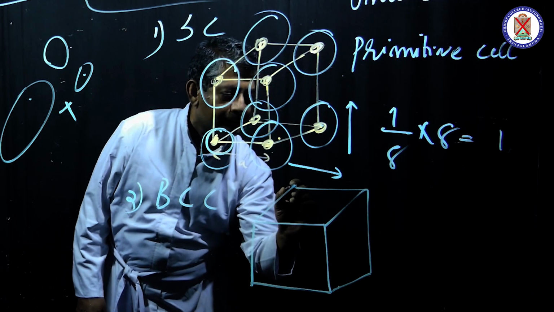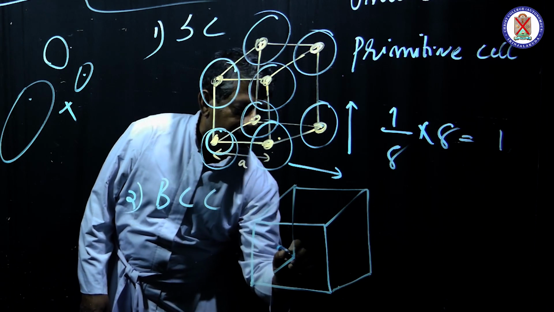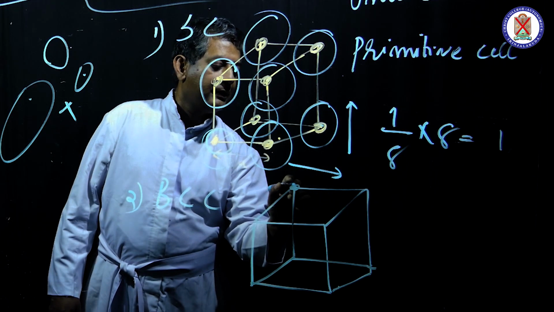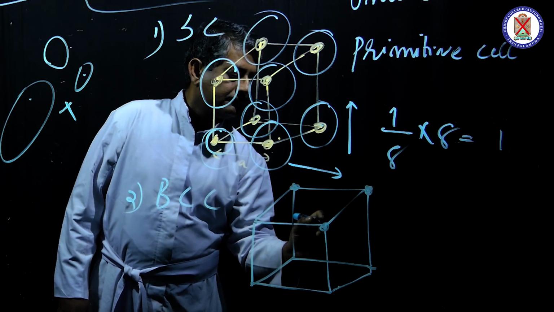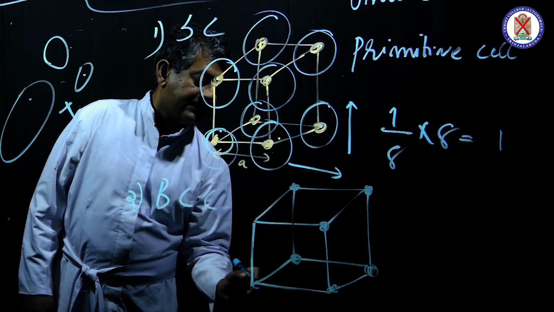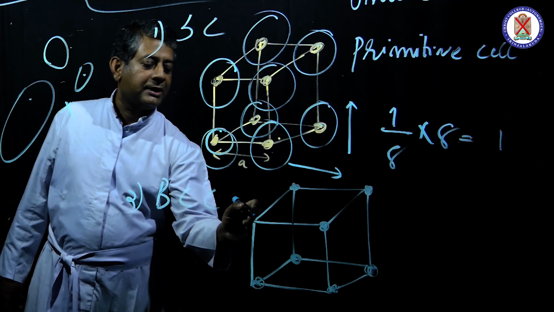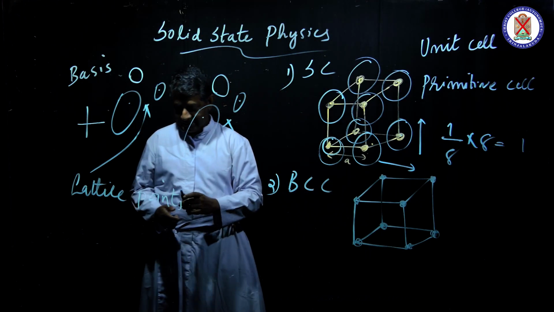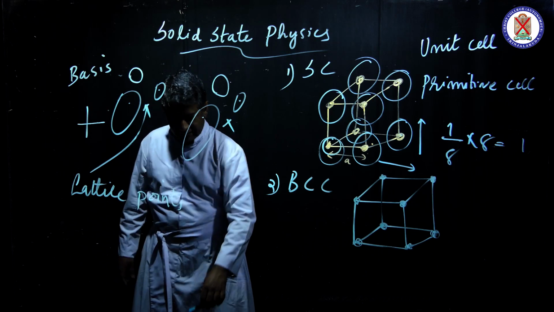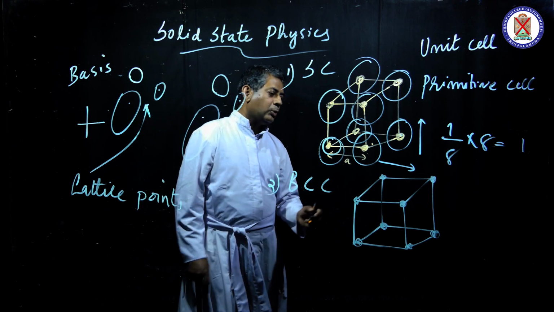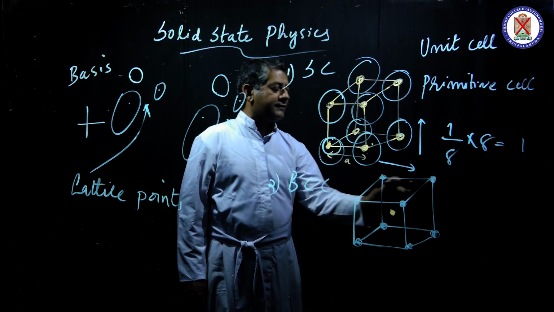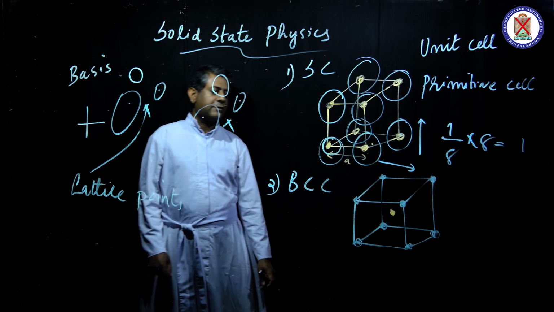It's nothing but the cube. My drawing is not that perfect, but you can get the idea. Apart from that, we can also have another lattice point in the center. It's exactly in the center of this cube.